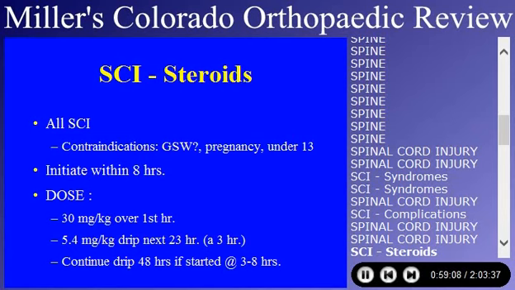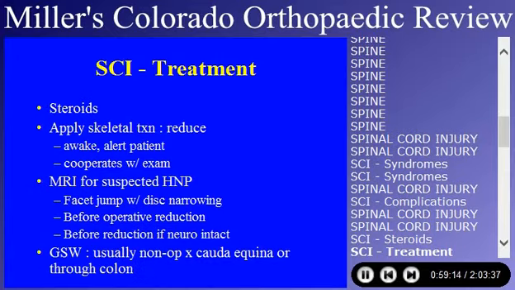It is something that I think is still the so-called standard of care nowadays. Other aspects of treatment: steroids, and then the gold standard is still, if you have a malaligned cervical spine and a spinal cord injury, the standard is to apply skeletal traction and to reduce the deformity. Who do we do that in?